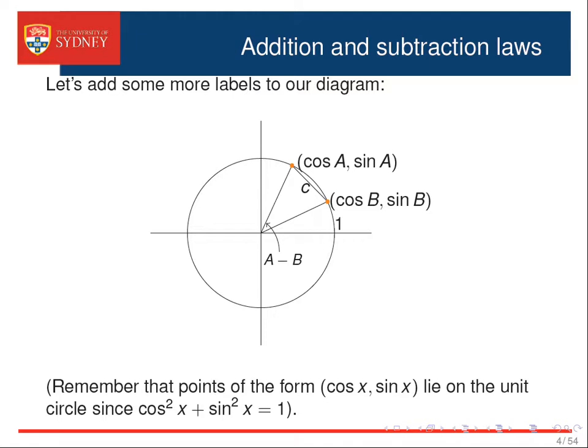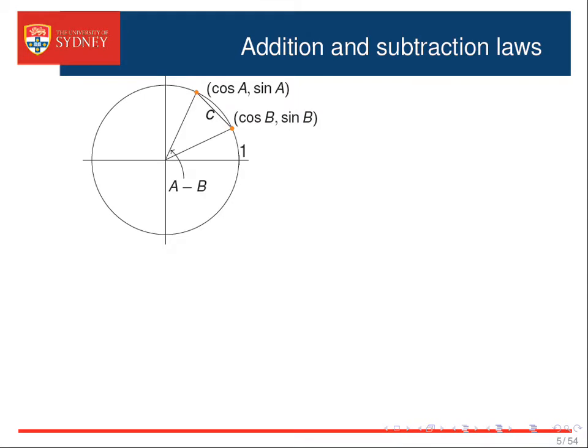So we can label the x-coordinates of this triangle by the cosines of the angles and the y-coordinates by the sines of the angles. Here's the angle A minus B and the labels on the other 2 points in the triangle. Let's label the unknown side of this triangle C. We know both of the other sides have length 1 because they're radii of a unit circle.